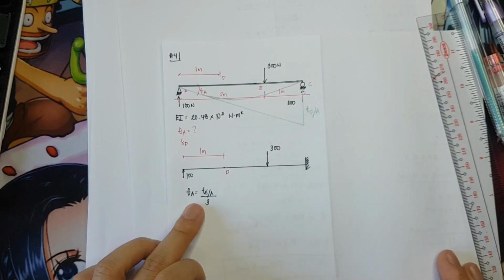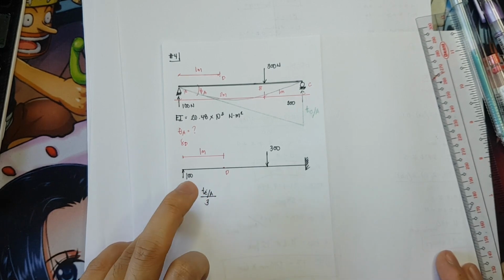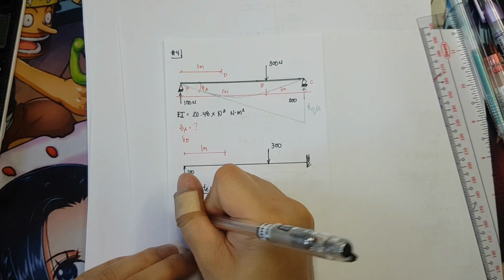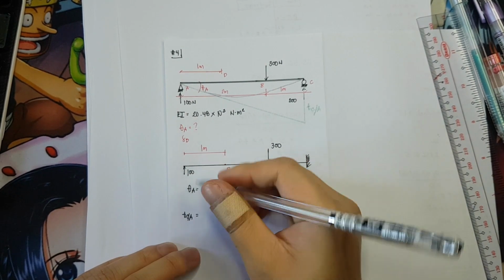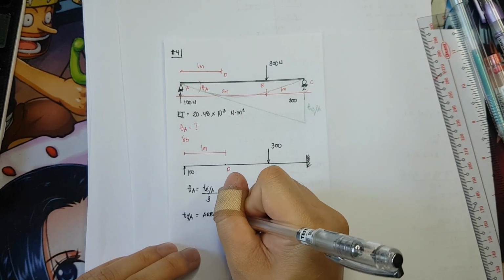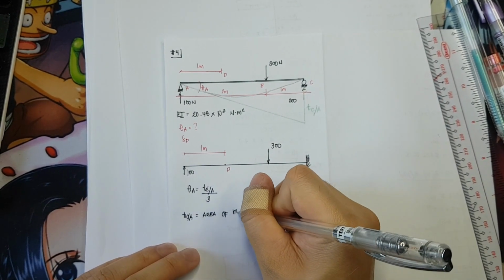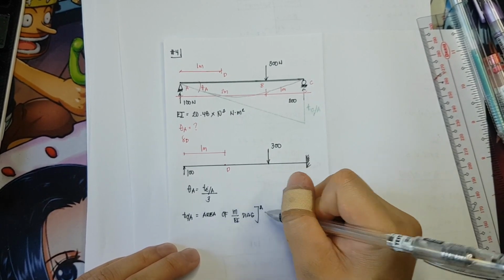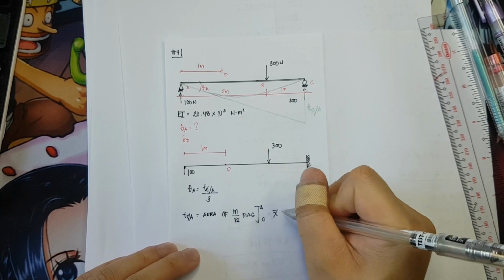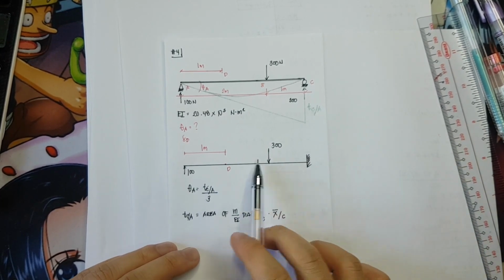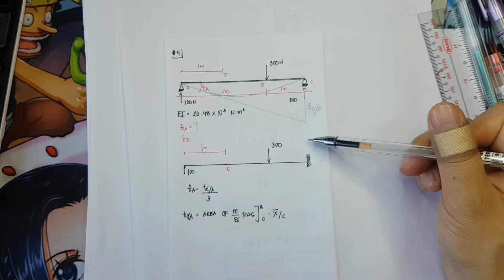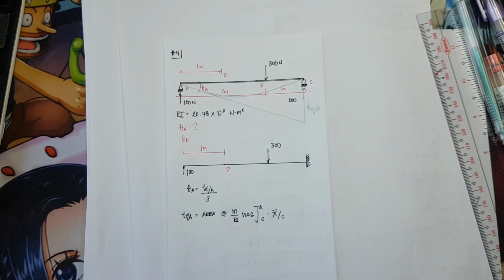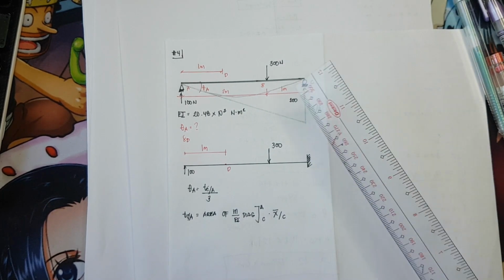So how are we going to solve for theta A? First, we need to solve for TCA. So TCA is equivalent to the area of the moment over EI diagram evaluated from A to C times the X bar with respect to C. Because our support is here. Here is our TCA. That is our TCA. So, let's draw the moment diagram.